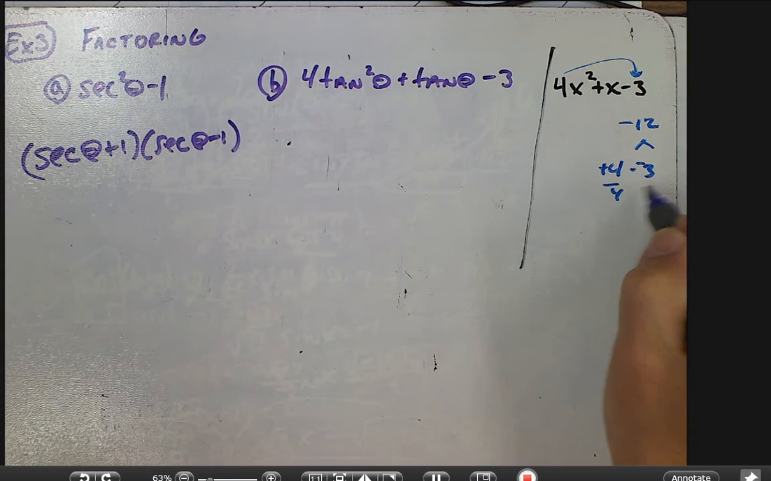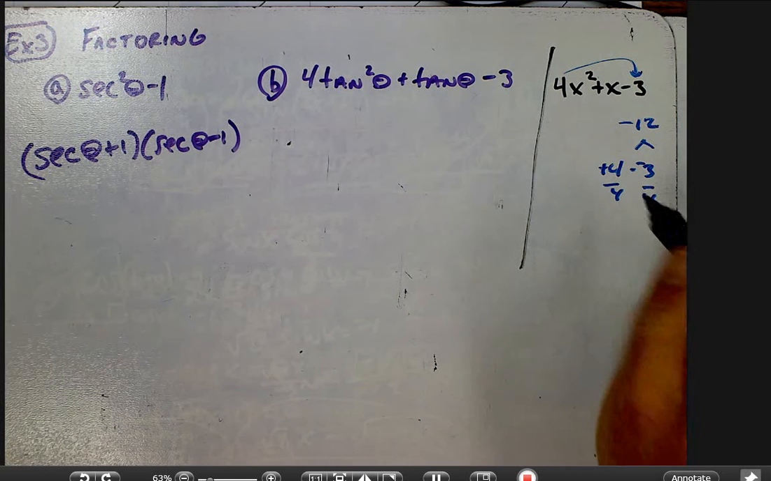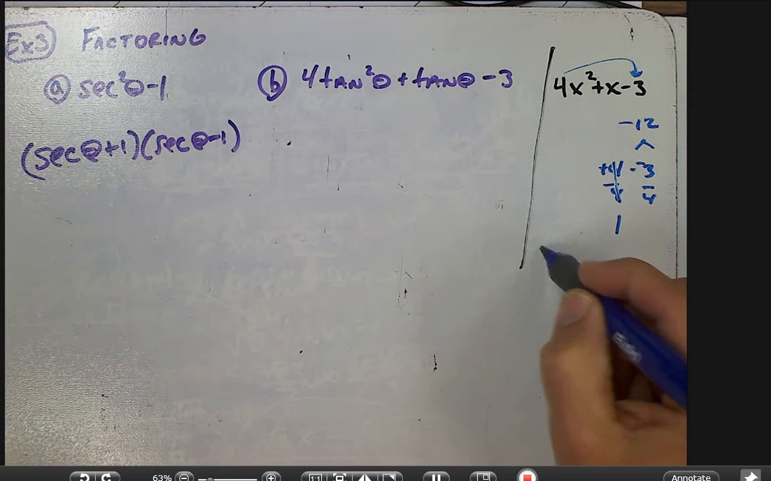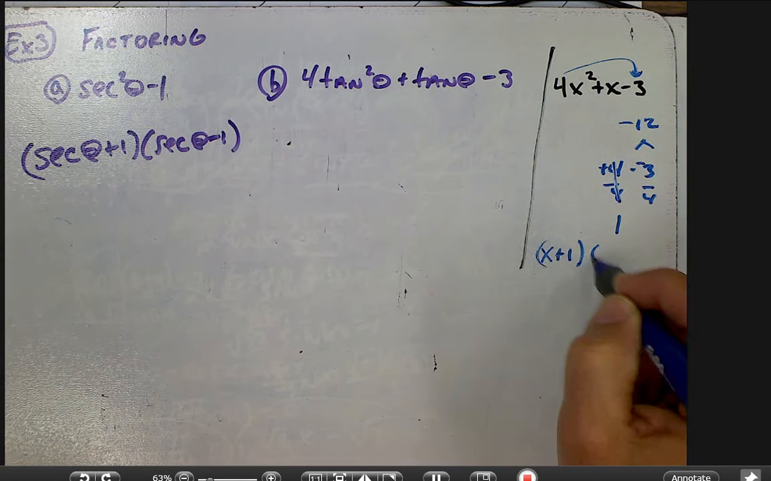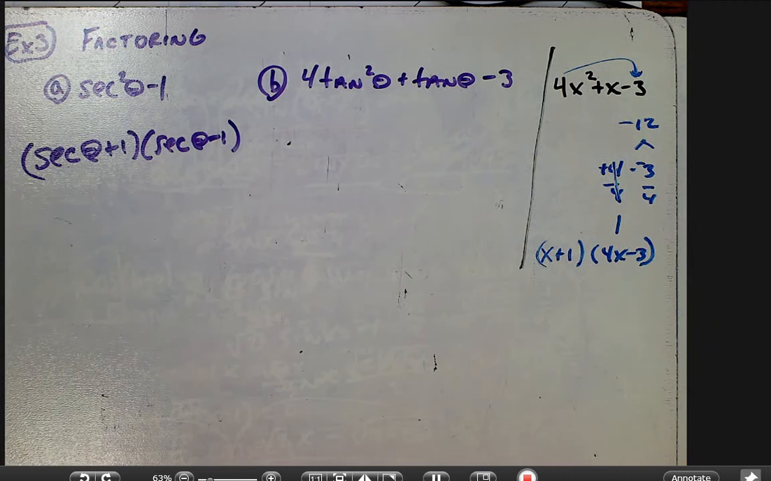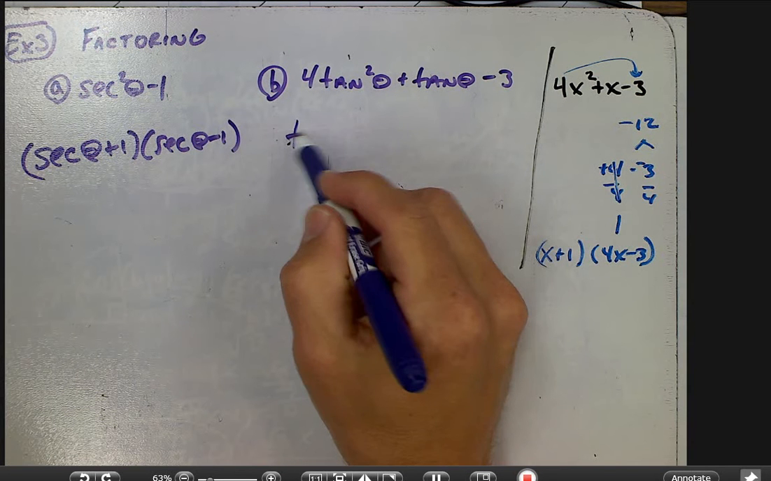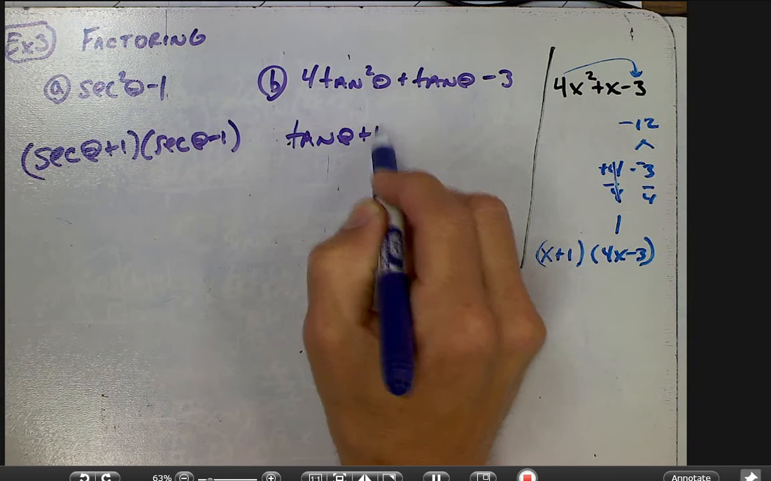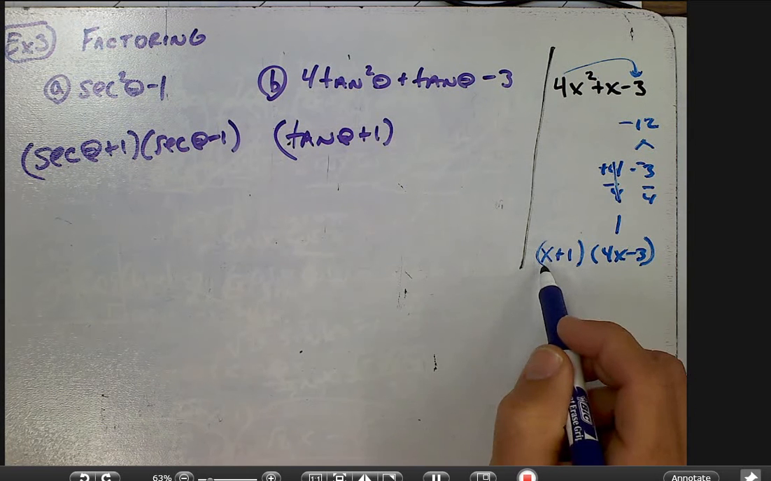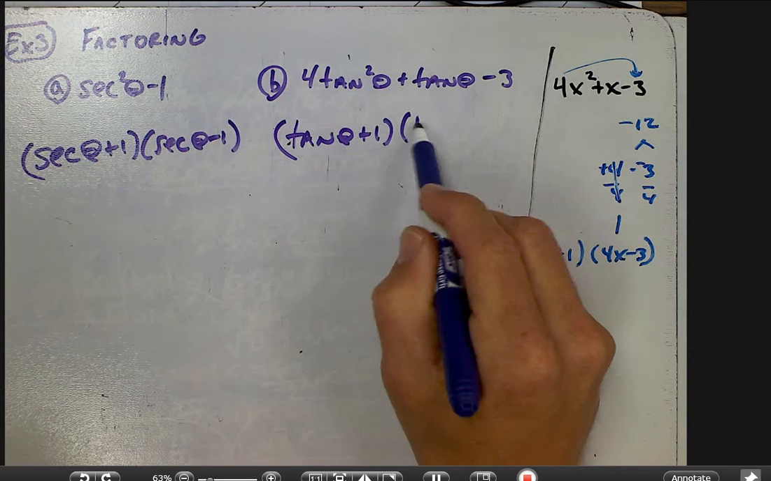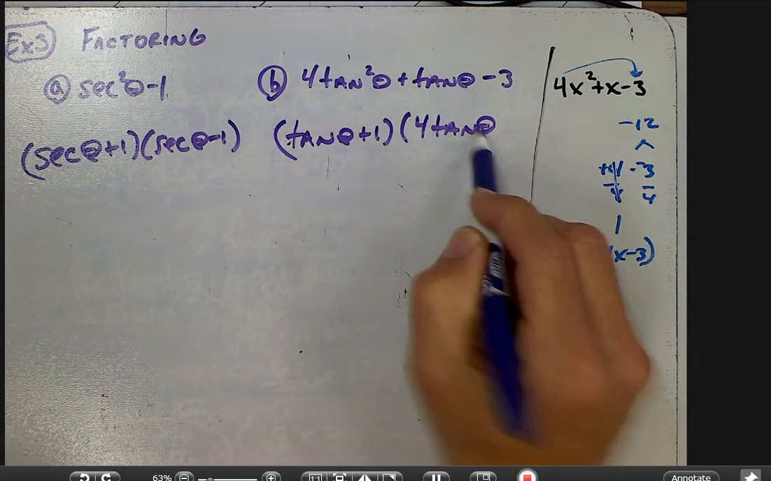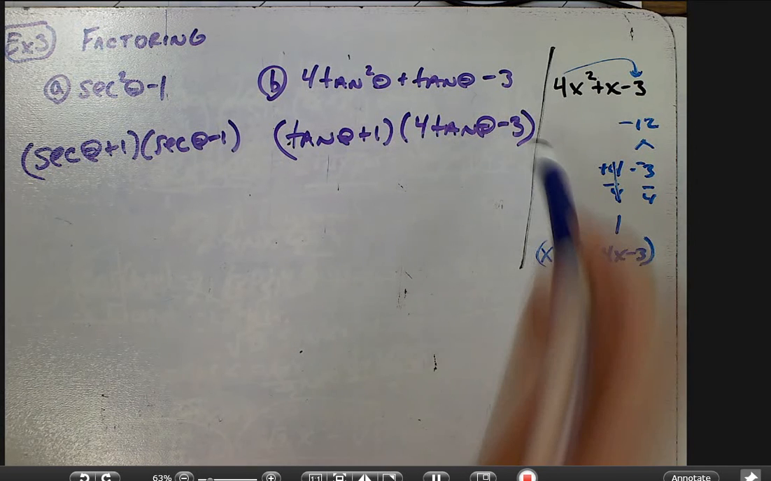Divide them both by A. That makes 1. And so you'd have x plus 1 and 4x minus 3. If there's a different strategy for factoring you like to do, go ahead, but you should get the same answer. And so this factor is now, instead of x, it's going to be tangent of theta plus 1. Took out the x, back with tangent of theta. And 4 tangent of theta minus 3 is how that factors.